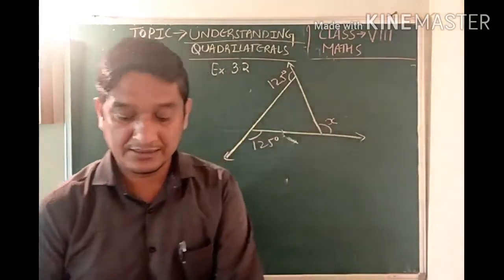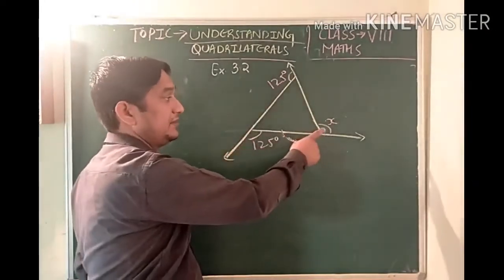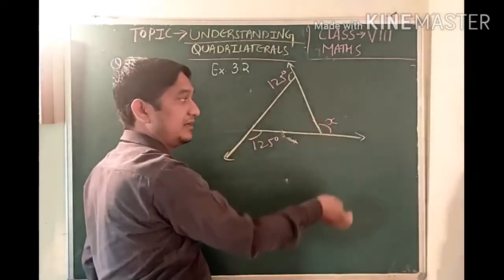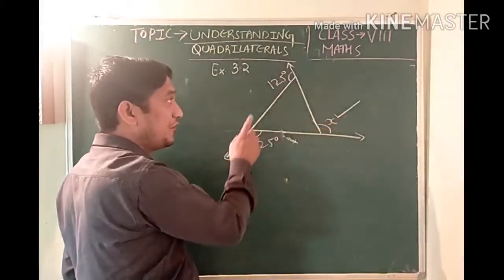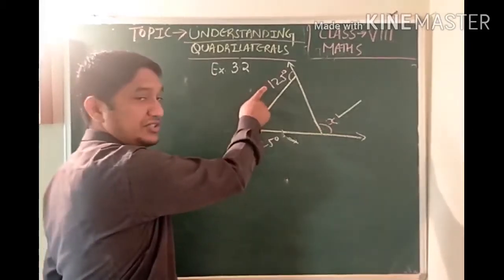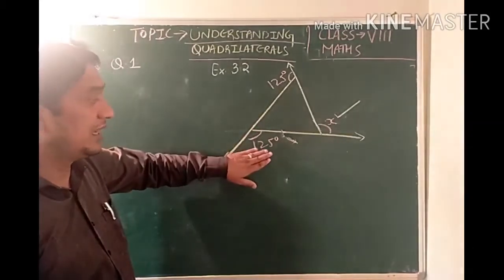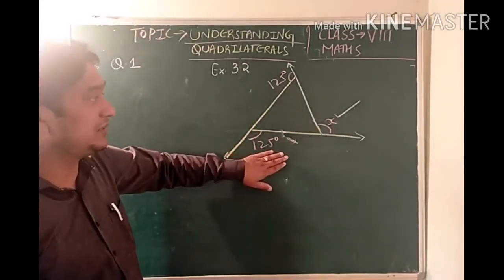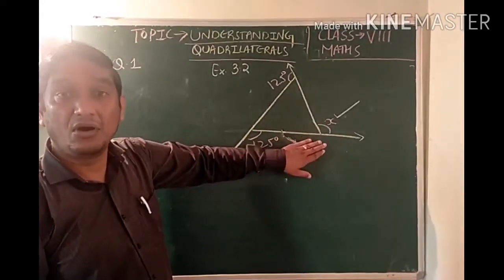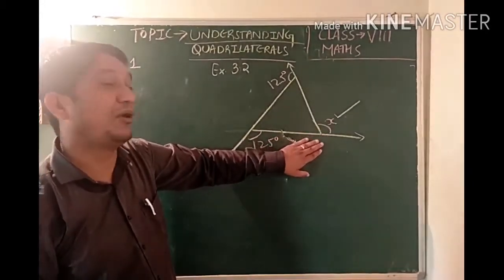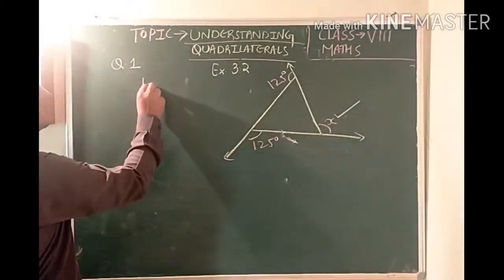Here we have the first part. This is the figure. Here this x is the exterior angle and we have to find its value. We have two more exterior angles given: this exterior angle is 125 degrees, and the third exterior angle is also 125 degrees. Now children, recall the concept that the sum of all the exterior angles of a polygon is equal to 360 degrees.